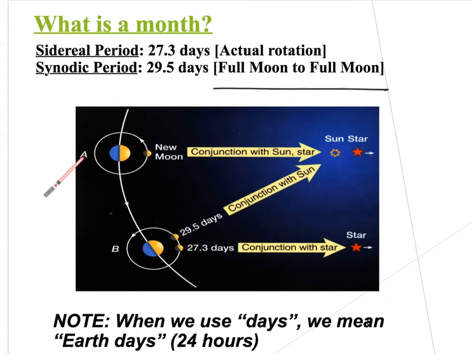So if we look here at position A, we can see that we're starting at a new moon. So our geometry is perfectly aligned. So we have a parallel line from Earth to moon to sun. So that's our sun, moon, earth geometry. So then we move to position B.